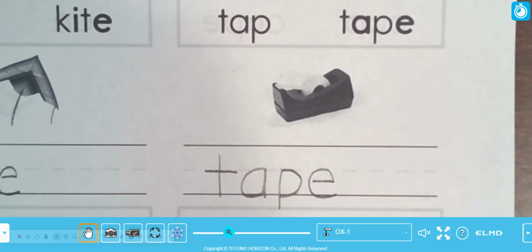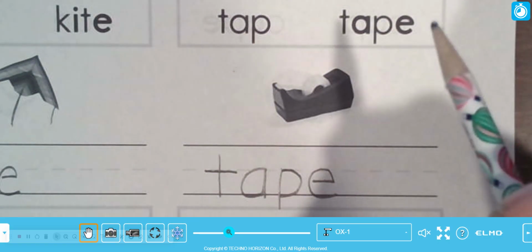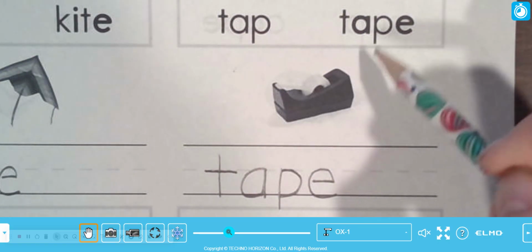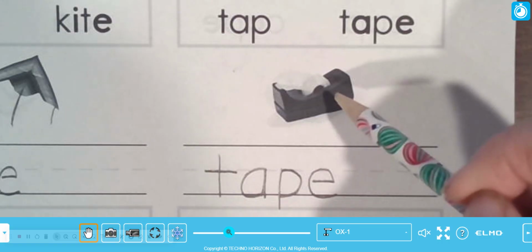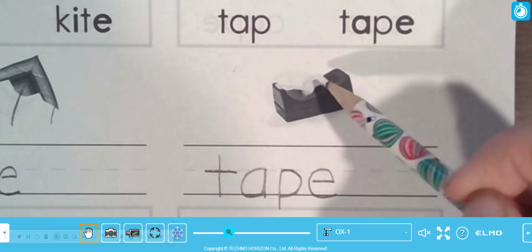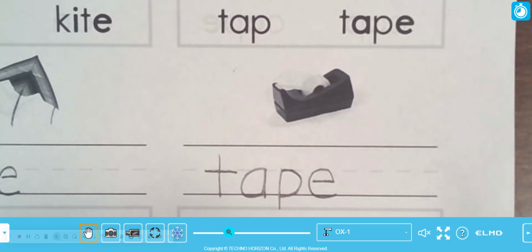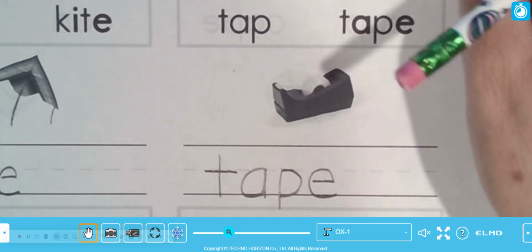Okay, as you finish writing the word tape, I'm going to give you a sentence. I put tape on my paper because I tore it. There was a tear in my paper, so I had to tape it. Okay. Hopefully you finished writing the word tape. If you haven't, pause that video. Okay, we're almost done.